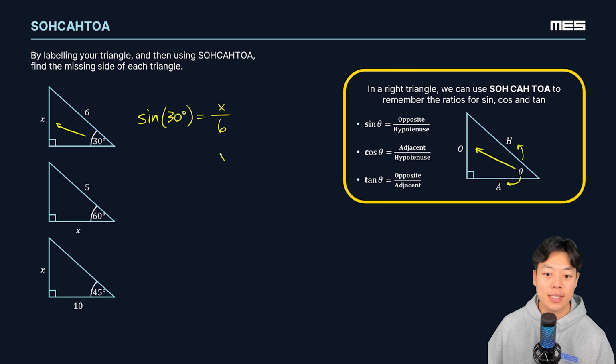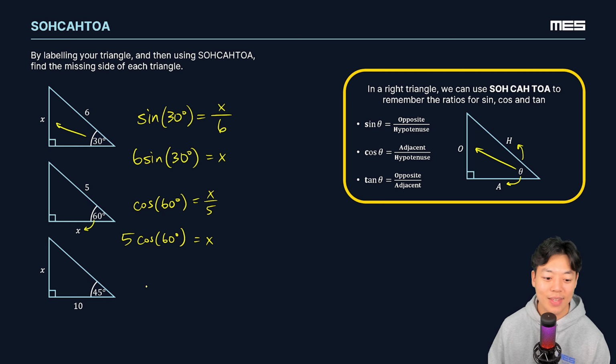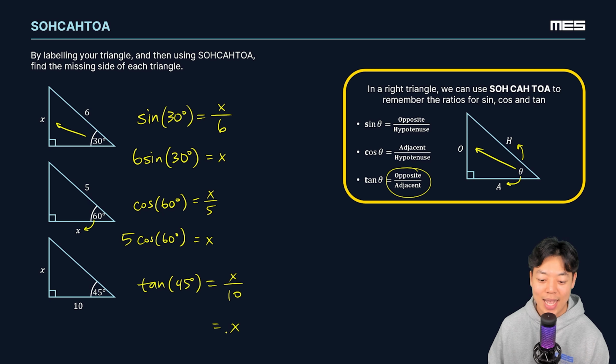And in order to solve for x, I'm going to multiply both sides by 6. 6 sine of 30 degrees. Then I have this. What is x going to equal here? Well, I have the adjacent side to 60 and the hypotenuse. So I'll have cosine of 60 degrees is equal to x over 5. Therefore, x will equal 5 times the cosine of 60 degrees. Then here I have no hypotenuse, and tangent is the one with no hypotenuse. So I'll have tangent of 45 degrees is equal to x over 10. So x will equal 10 times tangent of 45 degrees.